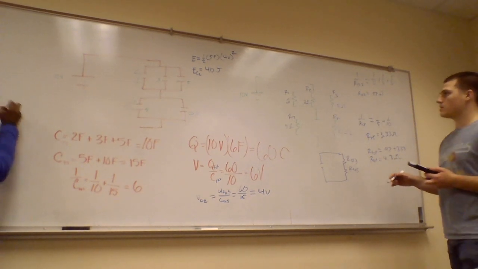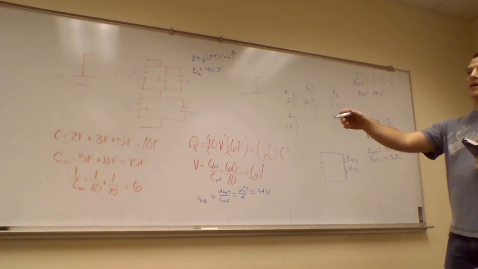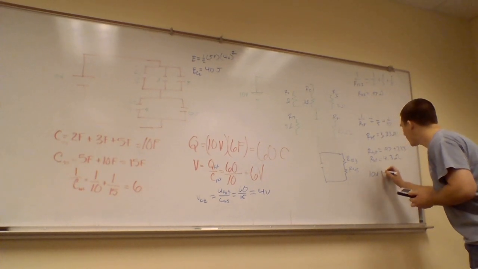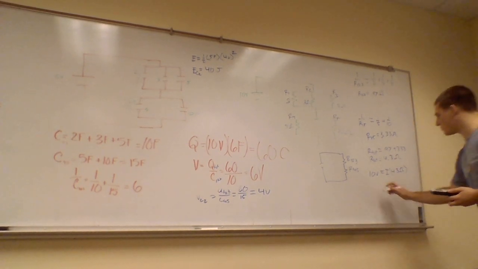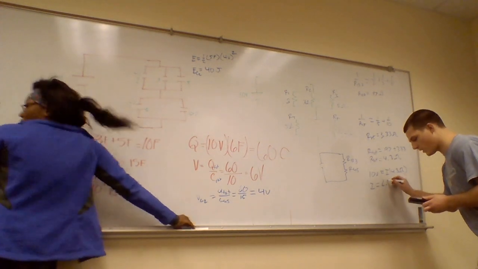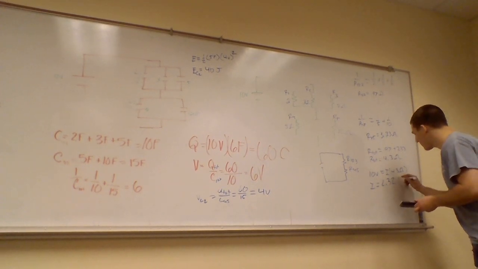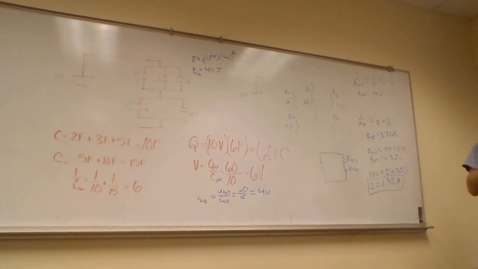Now to find the current coming out, you just use V equals IR. So V equals 10 volts equals I times R, which is 4.3 ohms. So I equals 10 divided by 4.3, which equals 2.32 amperes. So that was the answer to number 4. Everybody understand how to get equivalent resistance and find current?